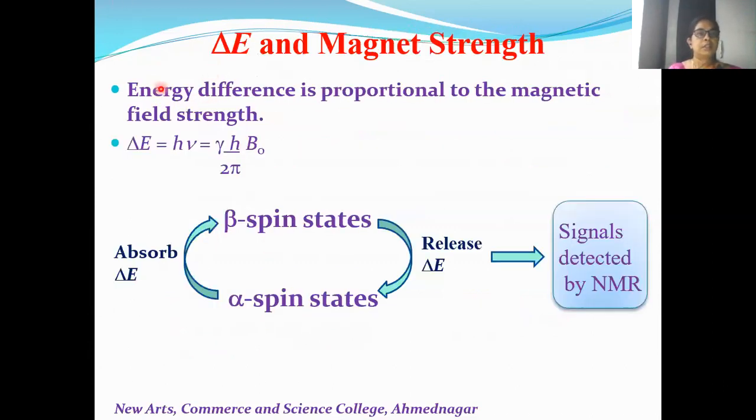Let us see this. Energy difference is proportional to the magnetic field strength, which is given by the formula delta E is equal to h nu, which is equal to gamma h upon 2 pi B0. This is the energy difference equation. That is, the energy difference between the alpha spin state and beta spin state is equal to this. A nucleus absorbs this energy, and then it goes to the excited state, the beta spin state. After some time, it releases the energy and the signal is detected in the NMR. This is the simple process that occurs in the NMR.